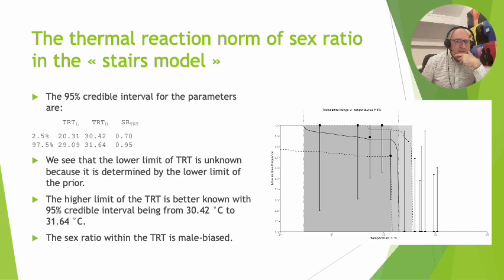The uncertainty of the stairs model for the lowest part of the TRT is very wide. The limit of the posterior distribution of the TRT is determined by the prior. So even if two temperatures here produce only males, there are so few eggs incubated at this temperature that the model considers that it cannot be used to clearly define the limit of the TRT.